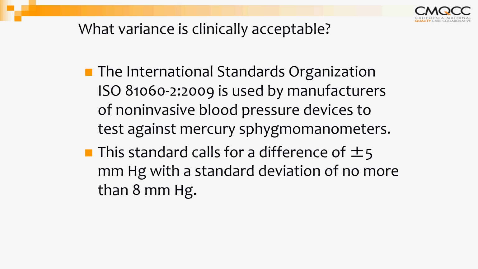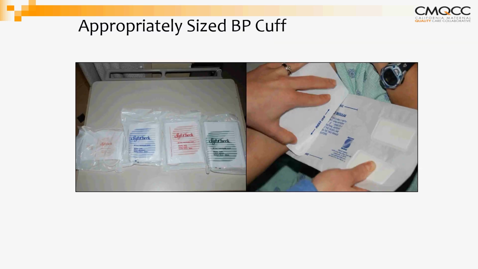So that's why it's really important that even if you do have automated devices, it's really important to also ensure that you have a manual sphygmomanometer so that you can always do a backup blood pressure just to confirm if you've got a huge variance between the two, whether it's automated or whether it's manual. Next slide.